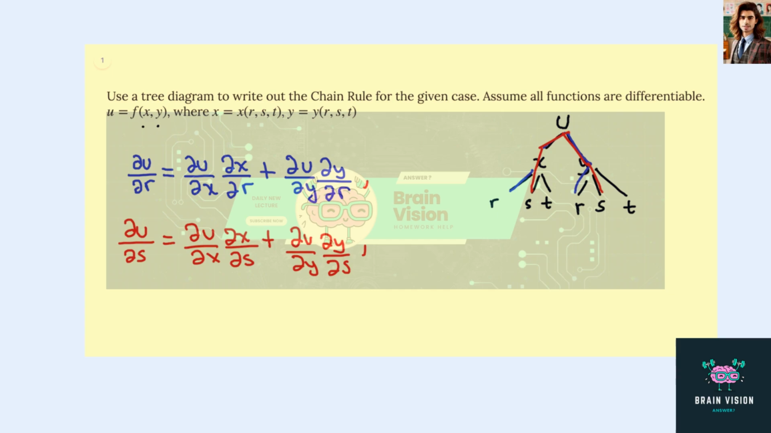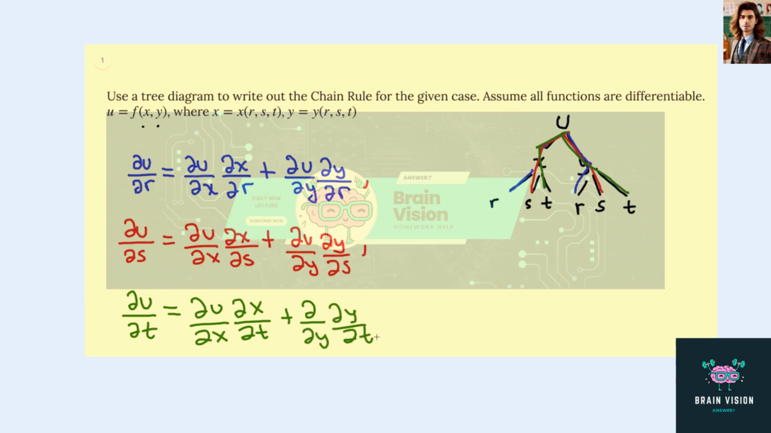And finally, we want the derivative of u with respect to t. So there's two ways to go from u to t: u_x, x_t, or u_y, y_t. So these are not d's, these are the curly d's, the curly operator for the partial derivative. So we've used the diagram to write out the chain rule for each case, and that's our answer.